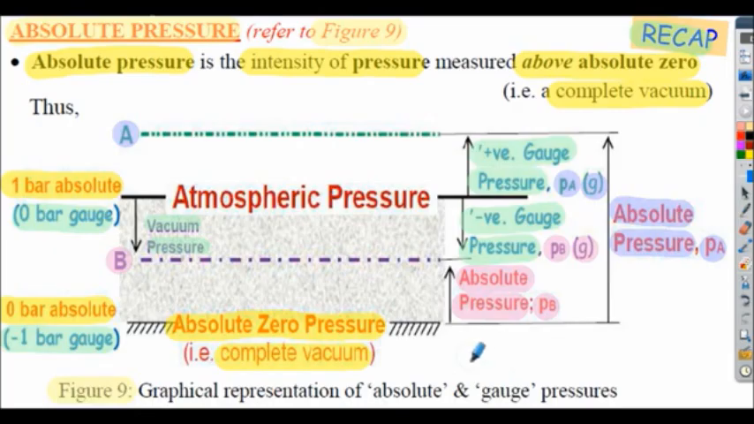So it's very important that we understand the difference between gauge pressures and absolute pressures, because very often engineers actually use gauge pressure within calculations, but within the gas laws we must use absolute pressure. So as I said, absolute pressure measured from a complete vacuum.